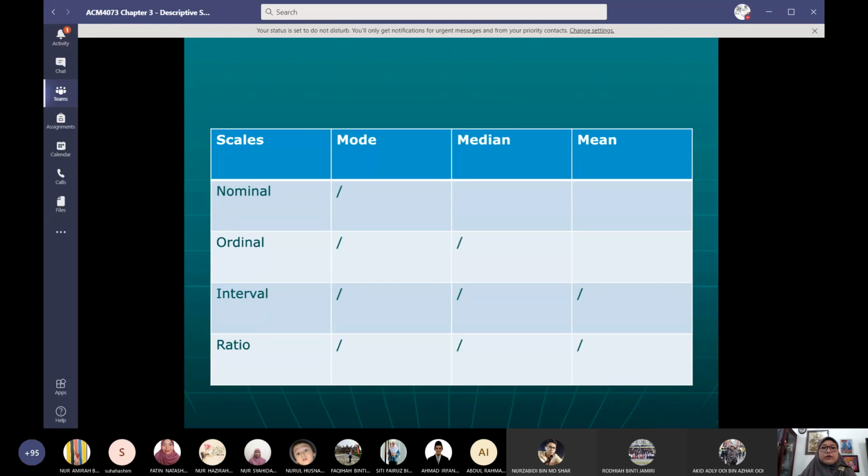When you look for descriptive statistics, descriptive analysis, remember the 4 types of data: nominal, ordinal, interval, and ratio. Okay. So nominal, for example, we look at gender, male and female.